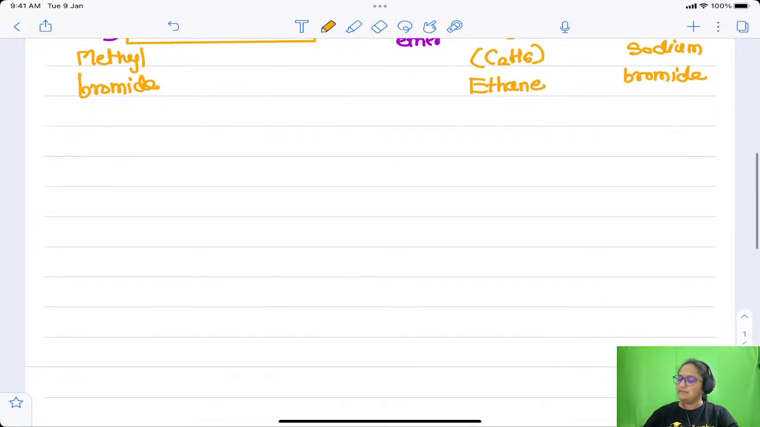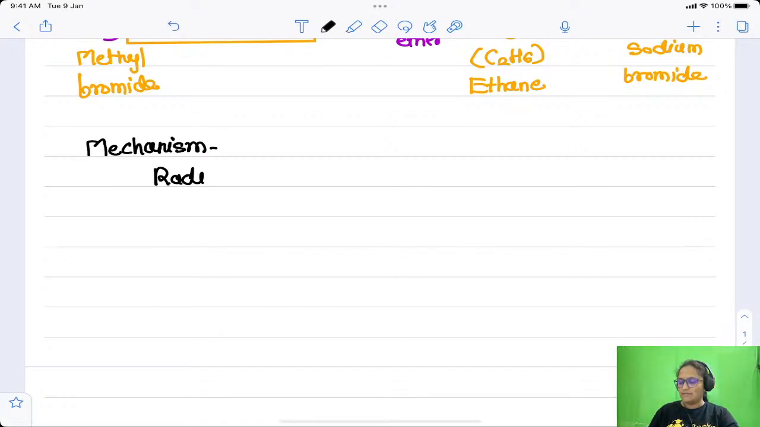Okay, now let us see the mechanism of this Wurtz reaction in detail. The mechanism can be explained with the radical mechanism as well as with the ionic mechanism. I will first of all explain with the help of the radical mechanism. Radical mechanism means the mechanism in which a free radical is generated. So what are we using here?